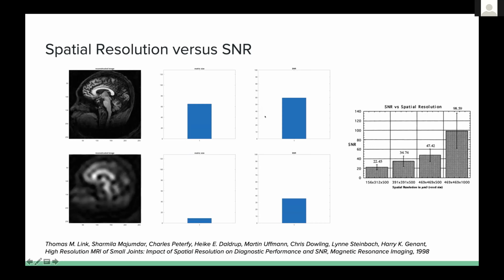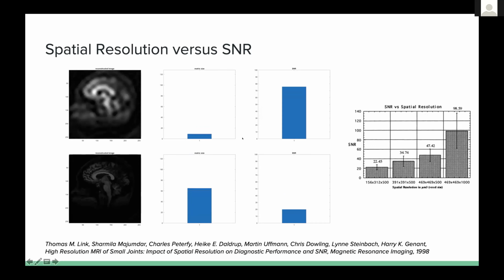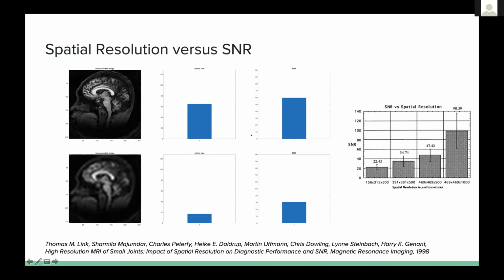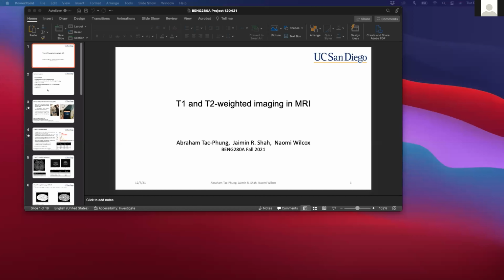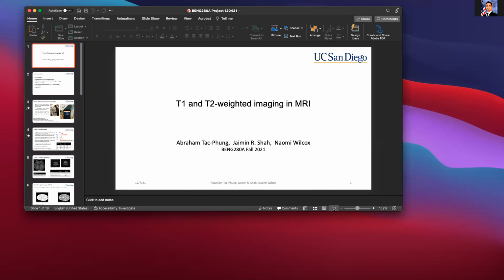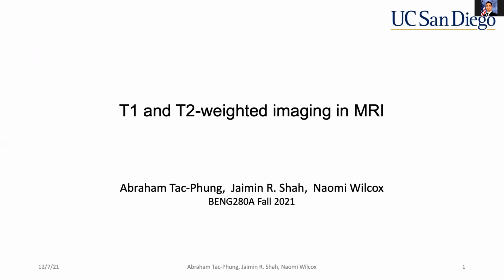Okay. So our next group is T1 and T2 weighted imaging. Can you stop sharing your screen? Yep. And are you guys doing it? You're all online, right? Yes, we are. Are you able to see the screen? Yeah, we can see the screen. Go ahead. Naomi? Yes, I'm here. Perfect.